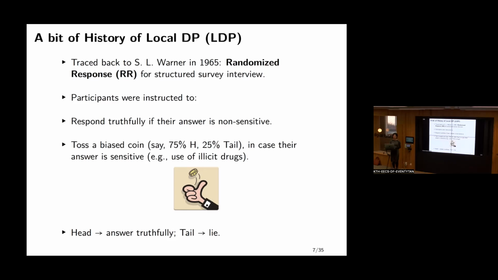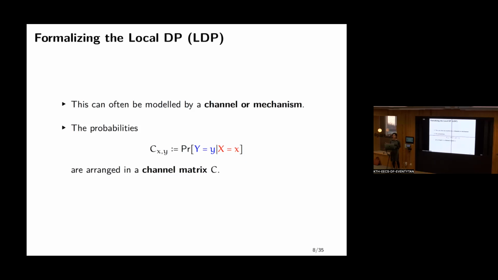For people who are familiar with communication systems, you can actually represent this by a communication channel. So there is a channel, a transition probability matrix, or a mechanism, so to speak, in privacy language, where C sub X,Y is the probability that you output something Y, given that the truthful response was X. So these are the probabilities that you perturb your data according to this channel transition probability matrix.